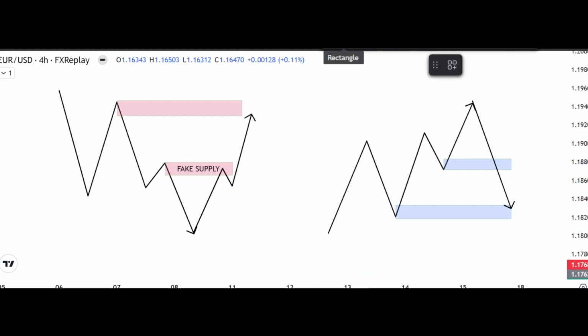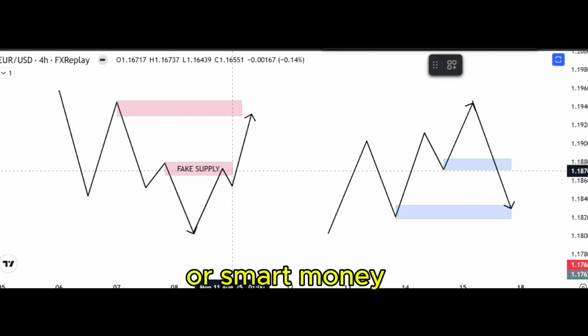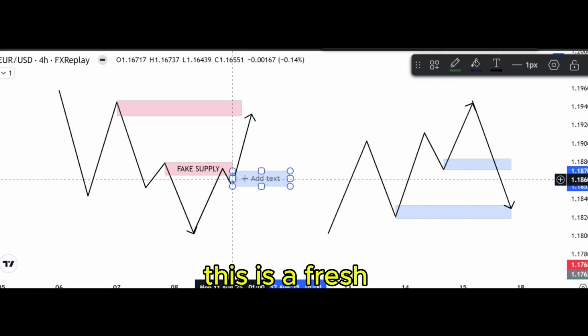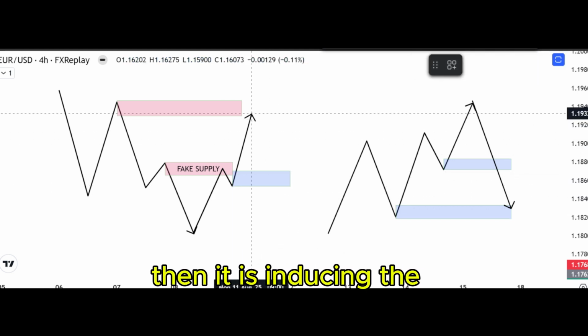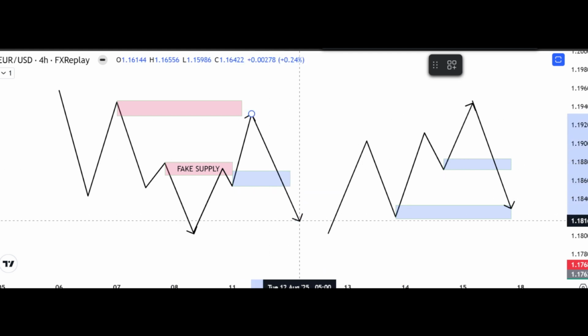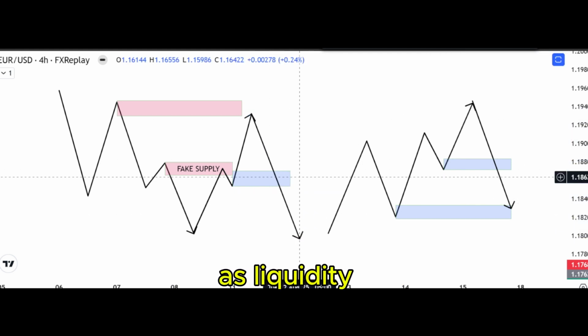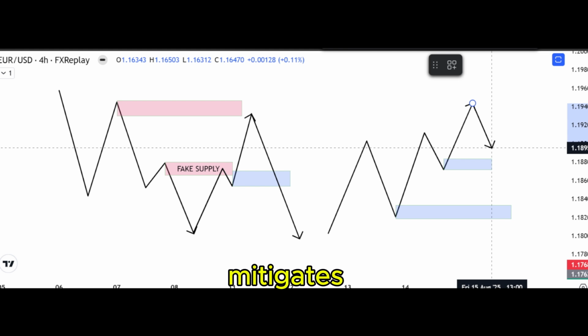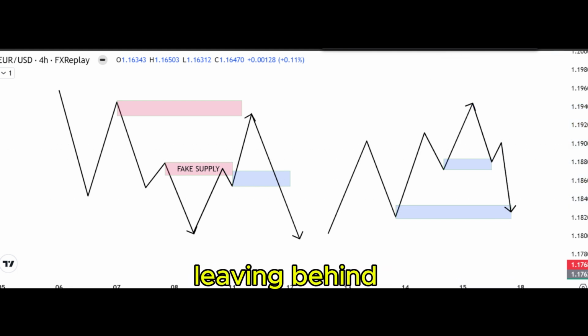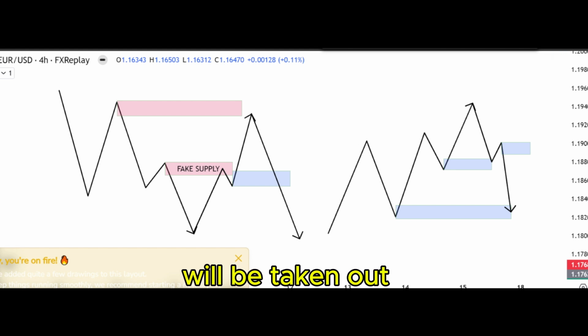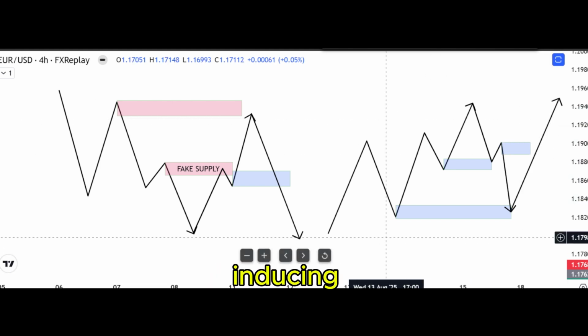Now, retail traders or smart money traders would think this is a fresh or new demand. Price induces the sellers, then it is inducing the buyers, to take both sides as liquidity. Same thing happens here. Mitigates the fake demand, reacts on it, then breaks it to mitigate demand below, leaving behind a fake supply. Now sellers will be taken out just like this, inducing both sides.